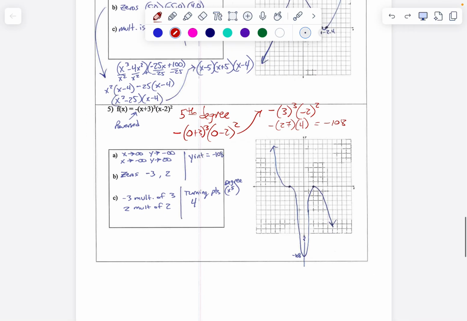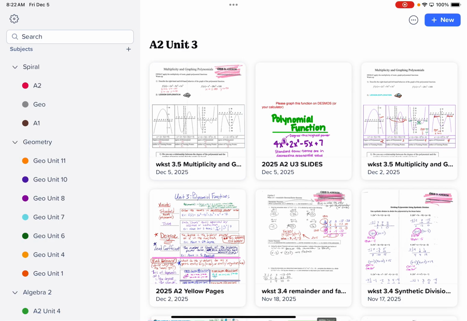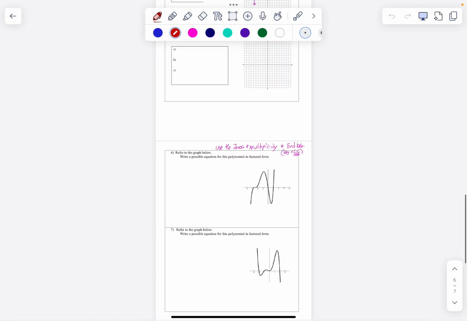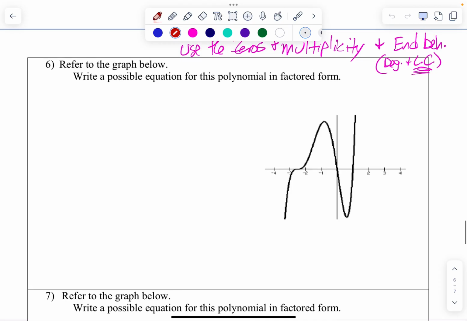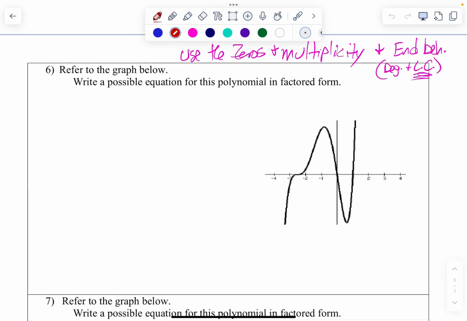All right, let's talk through these other two. If you want to take notes on steps, here's what I would write. Identify the zeros would be the first thing. So what are my zeros?